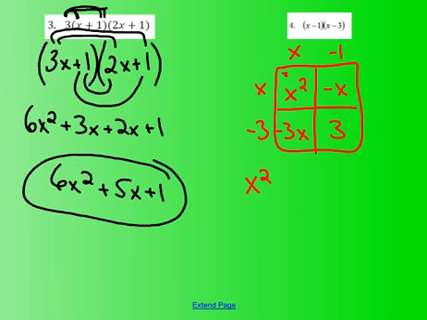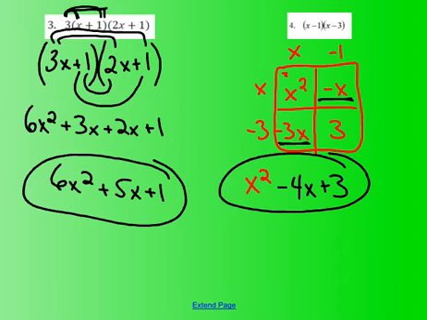Notice here, if you want to jump ahead and combine like terms, when they're diagonal to each other, negative 3x minus another x is going to be minus 4x. And then I have a positive 3 left. Okay. When they're diagonal, that's where your combining like terms is going to end up being. Okay, so you should be able to do some of this.